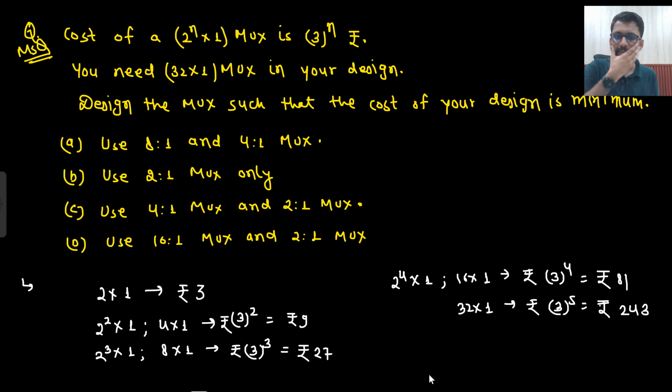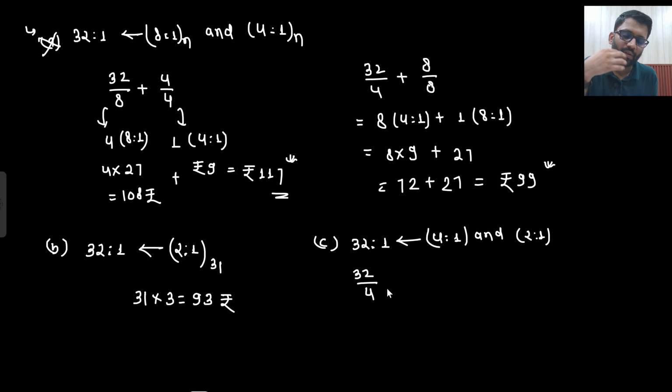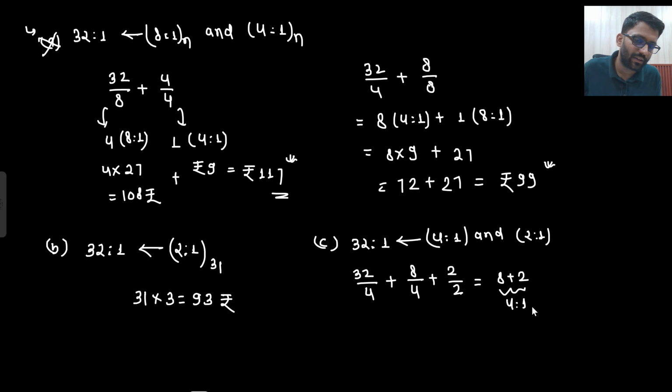Option C. 4:1 and 2:1. So 32:1 is there. We have the option of 4:1 and 2:1. If I do 32 by 4, that gives 8. Then again I divide by 4, so 8 by 4 gives 2, and then 2 by 2. So 8 plus 2, 10. I have done this by 4, this by 4, and this by 2.